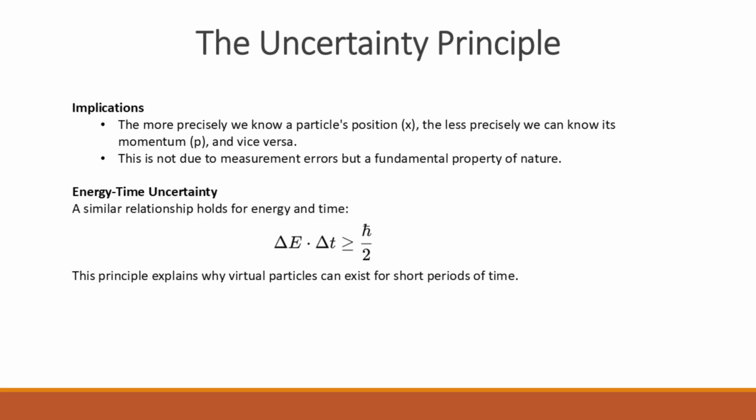The principle can also be extended to energy and time, indicating that the product of the uncertainties in energy and time is always greater than or equal to a constant value, specifically the reduced Planck's constant divided by 2. This explains why virtual particles can exist for brief moments of time, even if they seemingly violate the conservation of energy. Understanding the uncertainty principle helps us grasp the fundamental limits of observation in the quantum realm, challenging our classical intuitions.